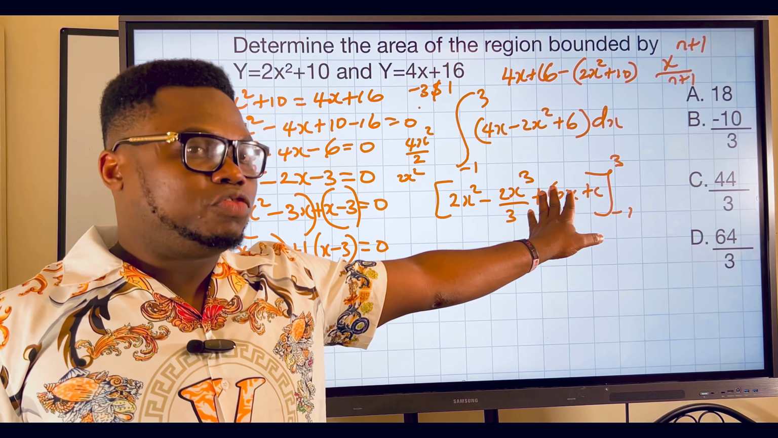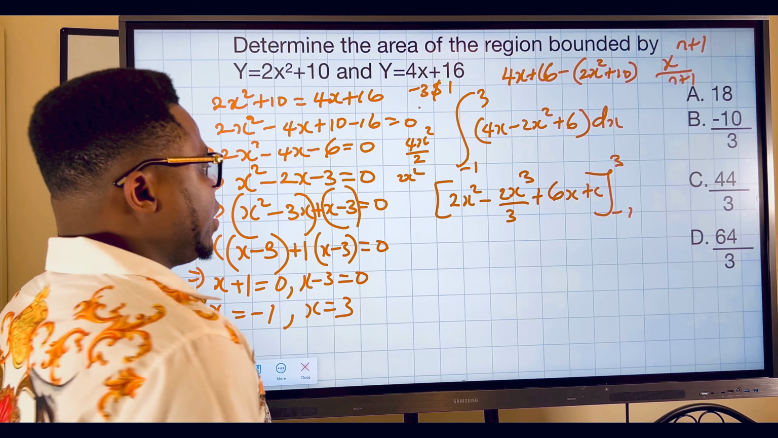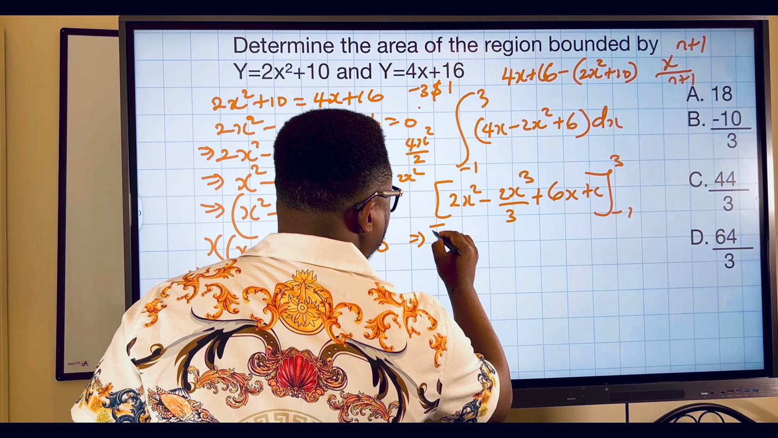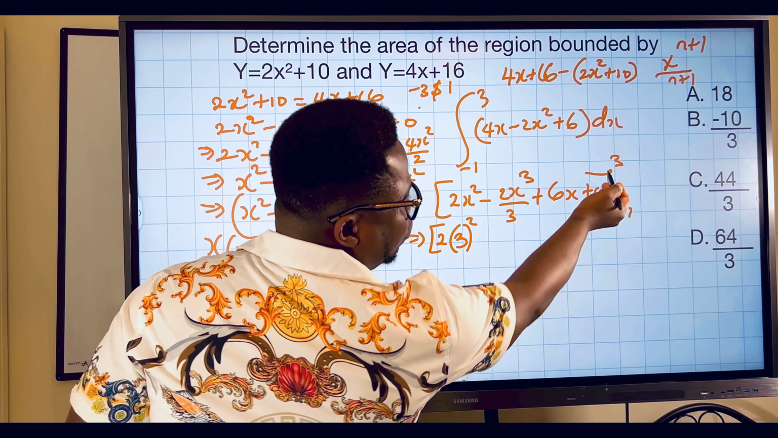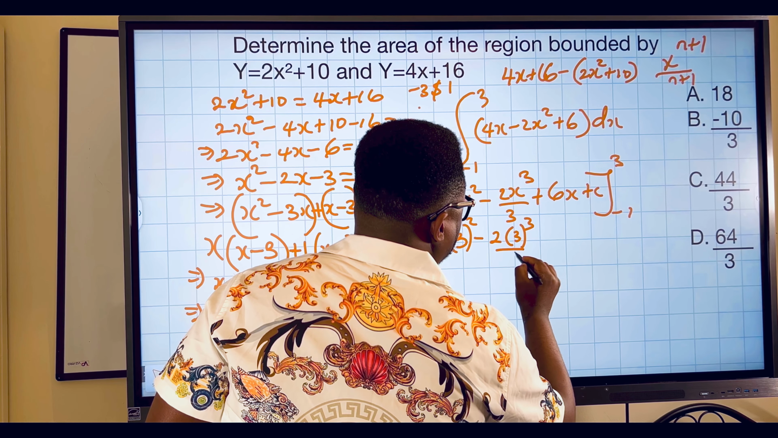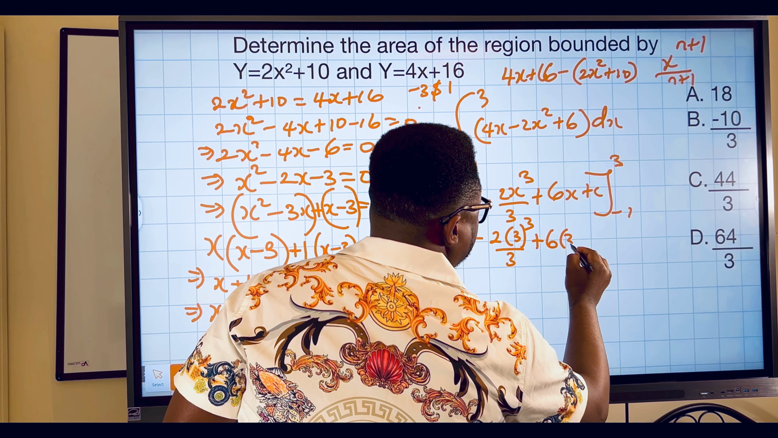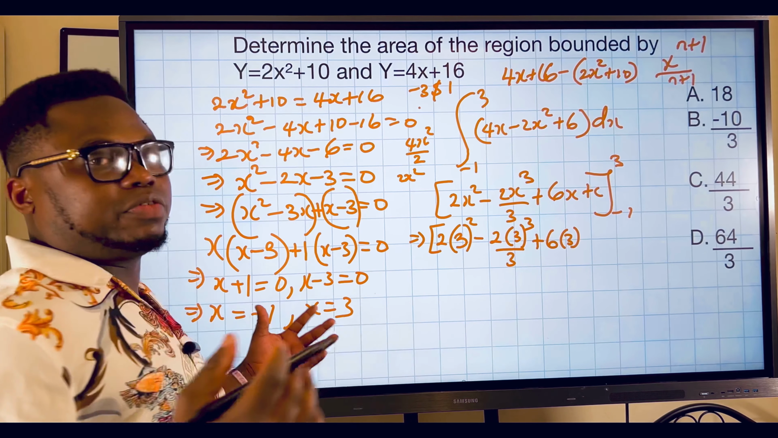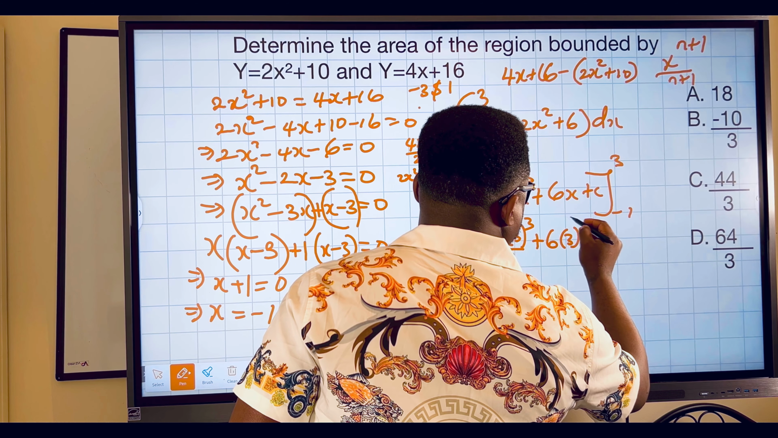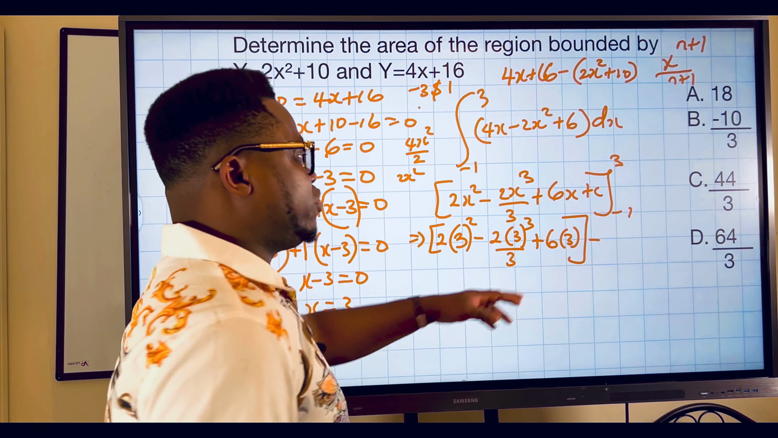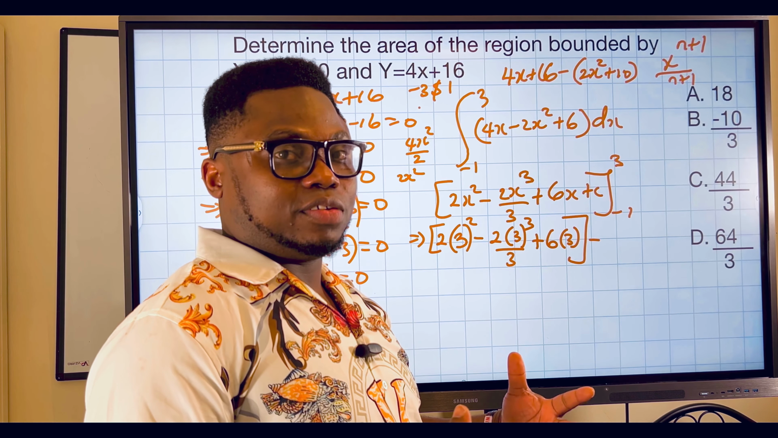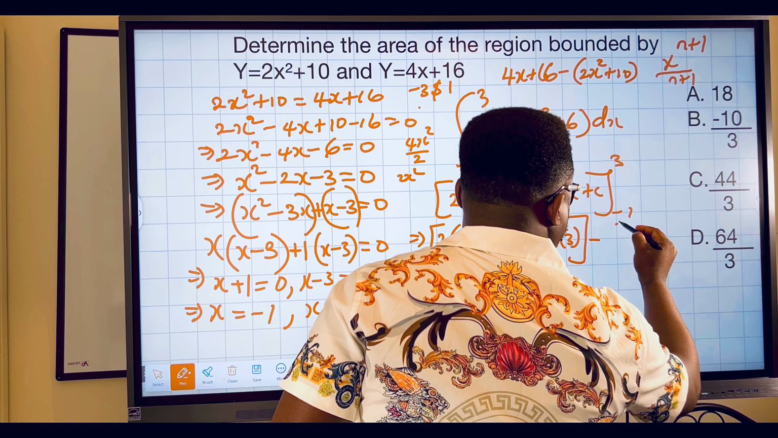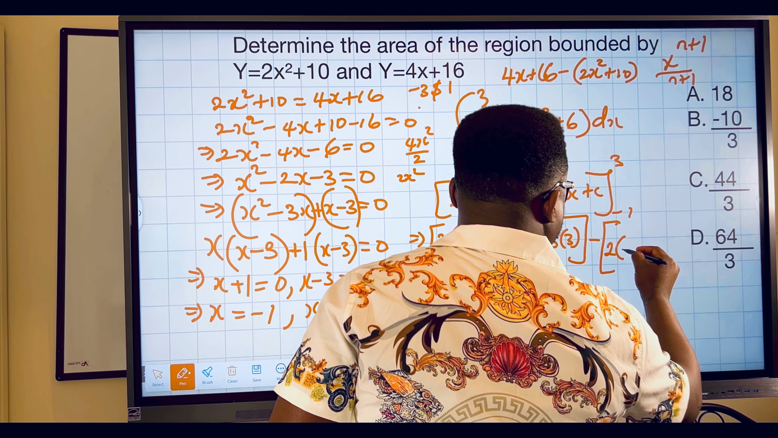Now, at this stage, I'm going to substitute x with the limit. Doing so, I'm going to have 2 times 3 raised to the power of 2, because I'm going to go for the upper limit first, then minus 2 times 3 cubed over 3 plus 6 times 3 here. Remember the integration constant. You can neglect it because I'm going to subtract. If I put it here and also in the second one, they are going to cancel out each other.